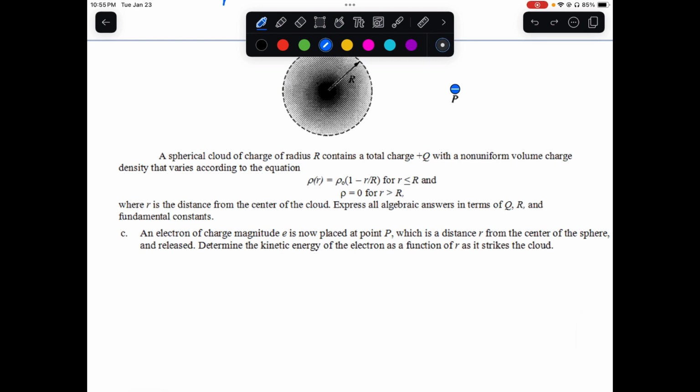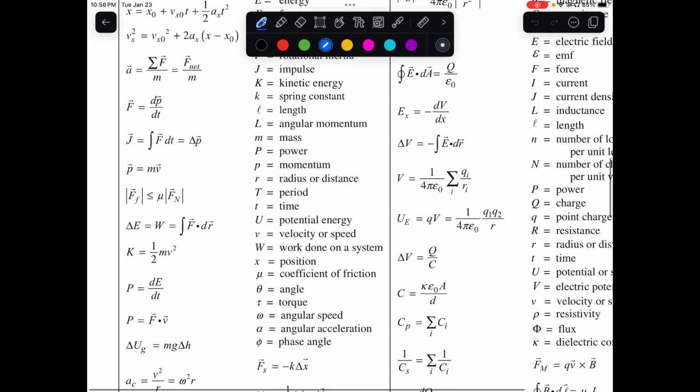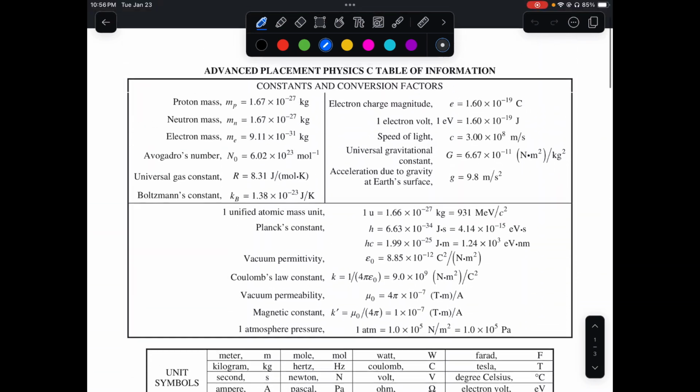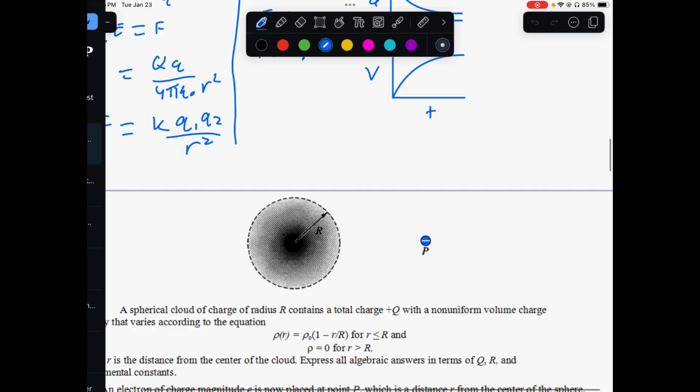For part C, what are we doing? Now we're going to take an electron. I've got my picture here where an electron of magnitude E is now placed at point P, which is a distance r from the center of the sphere, and released. Determine the kinetic energy of the electron as a function of r as it strikes the cloud. The fact that they define that as magnitude E tells us that's a legal variable. If I look at the AP equation sheet, E is up here as well: electron charge magnitude 1.6 times 10 to the negative 19th coulombs. So I can use that if I need it.